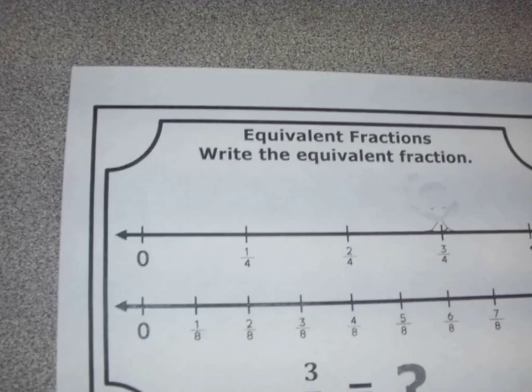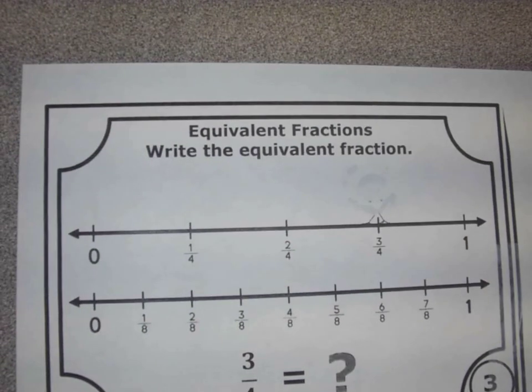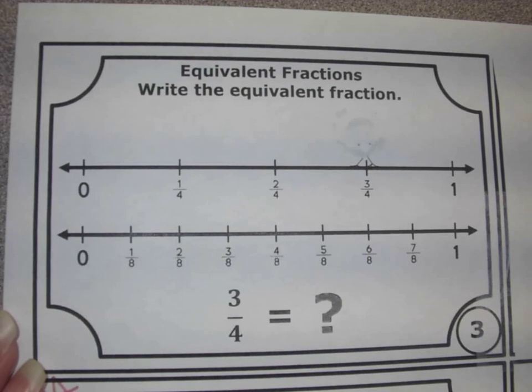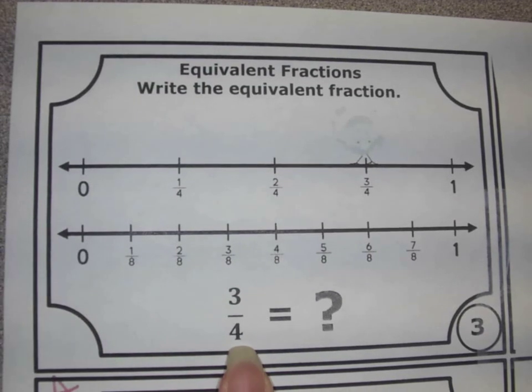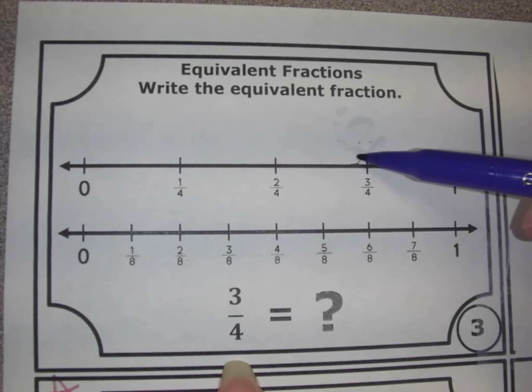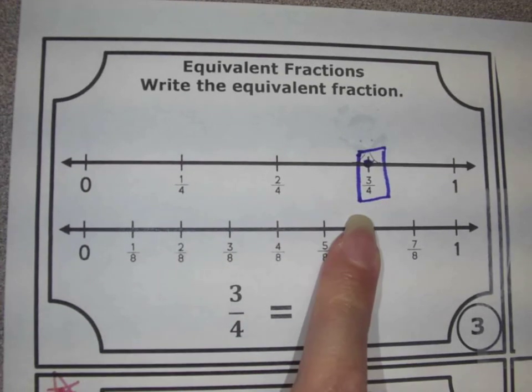All right, let's look at a number line when we are finding equivalent fractions. It's a little different than comparing fractions. So here we're going to find an equivalent fraction for 3/4. Let me first find 3/4 on the number line. Here it is, right here at this point. As you can see, here's 3/4.